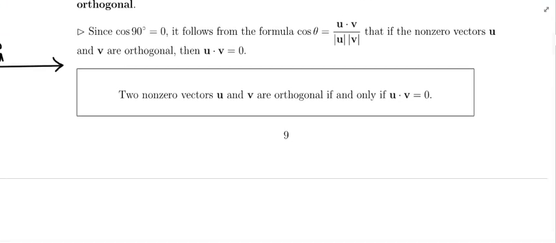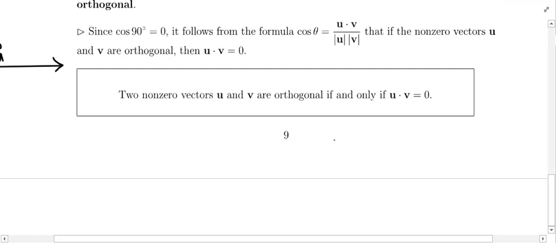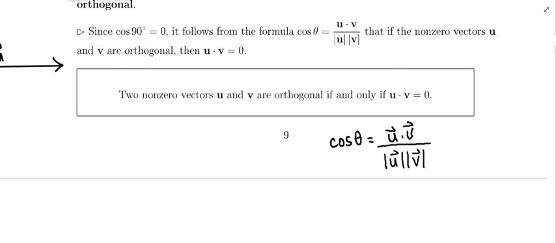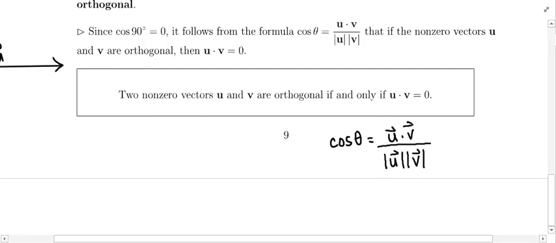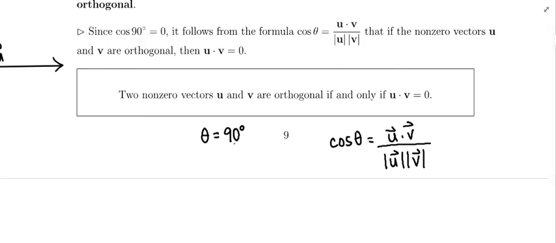We just learned that if you're trying to figure out the angle theta between two vectors, you're going to use the formula cosine of theta is equal to u dot v over the magnitude of u times the magnitude of v. If the vectors are orthogonal or perpendicular, then theta has to be 90 degrees, because the angle between them is theta.